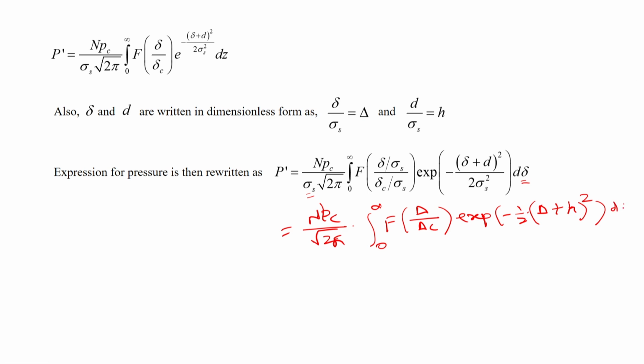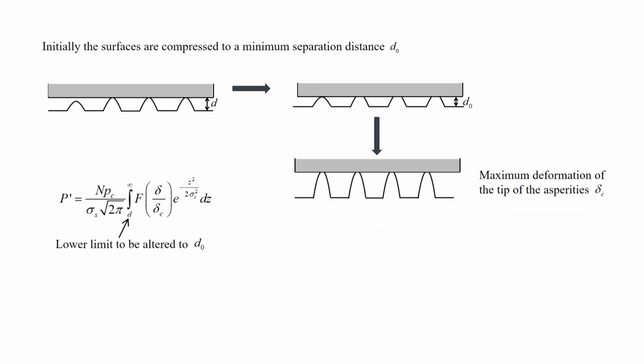So, I write this equation completely in a dimensionless form. Therefore, we have this expression of pressure now in terms of this. Now, what should be the lower limit? The lower limit is of course d, that is the separation to begin with.